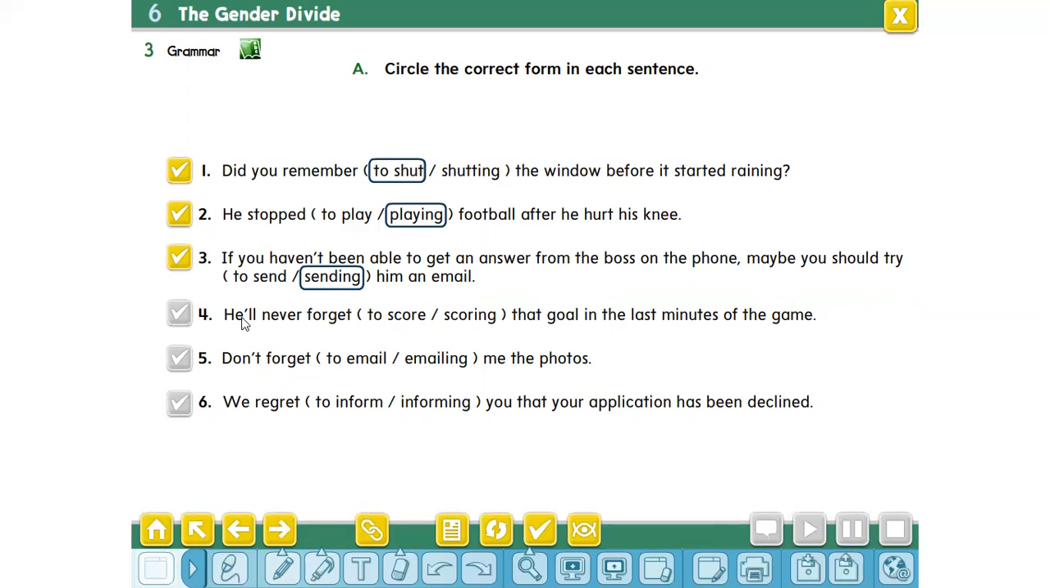Number 4, he will never forget scoring, very good, scoring that goal in the last minutes of the game. Don't forget to email me the photos. We regret to inform you that your application has been declined.